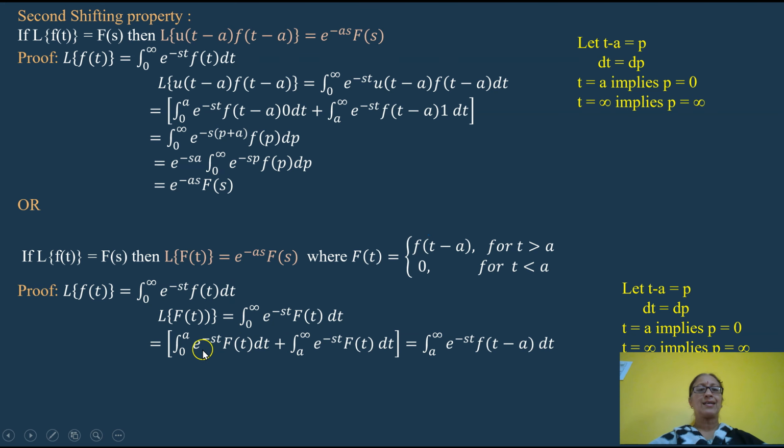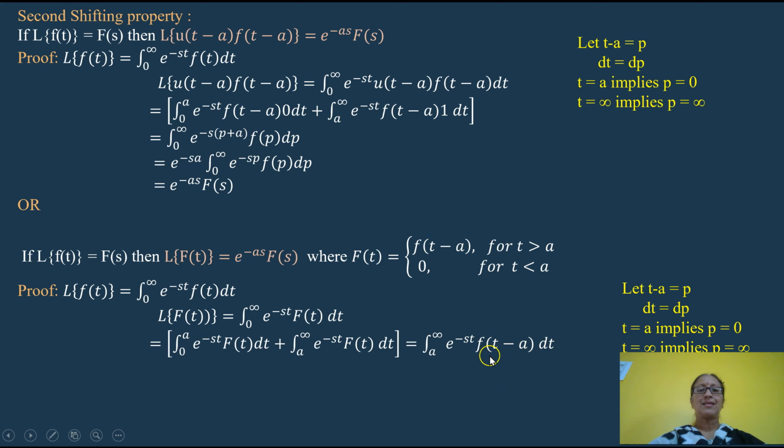Again split this integral into two integrals, integral 0 to a and integral a to infinity. So according to this definition, when t is less than a, that means when this integral is from 0 to a, value of this capital F of t is 0. So first integral disappears, and in the second integral, the interval is from a to infinity, then value of capital F of t is small f of t minus a. So here we get integral a to infinity e power minus st into f of t minus a dt.